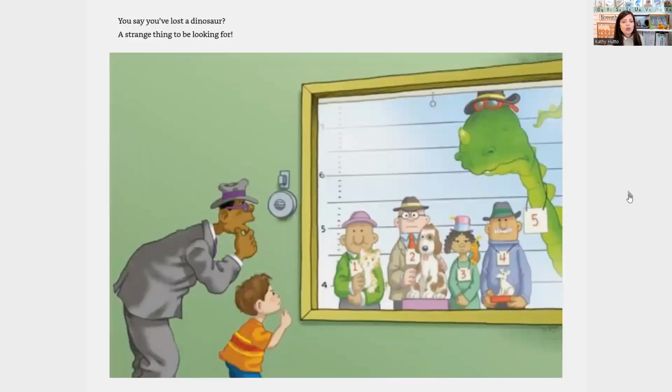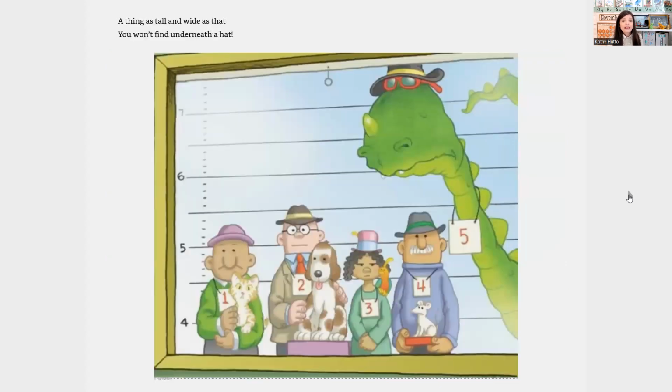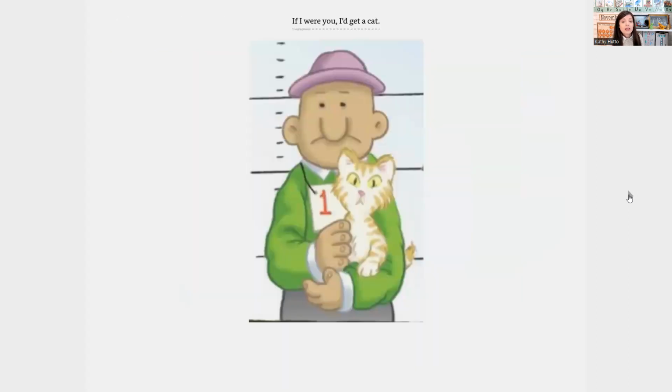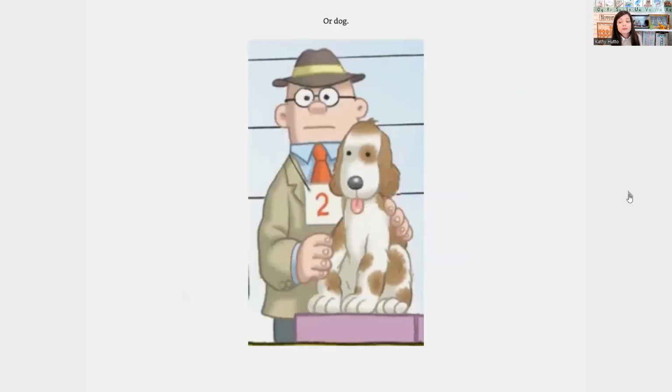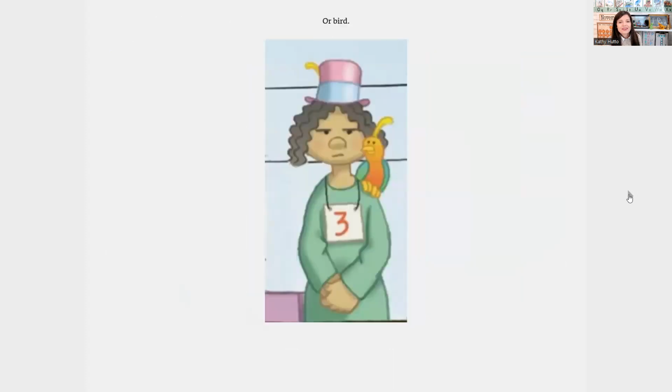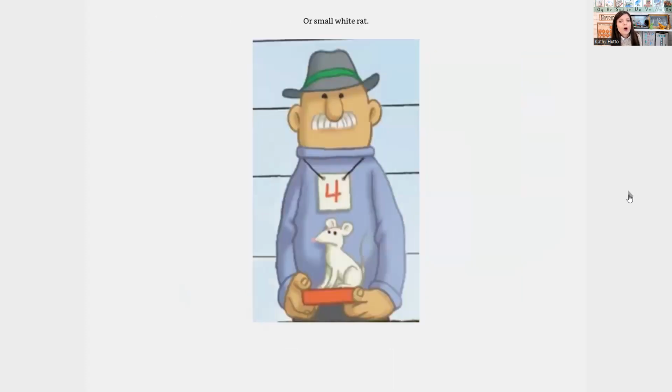You say you've lost a dinosaur? A strange thing to be looking for. A thing as tall and wide as that you won't find underneath a hat. If I were you, I'd get a cat. Or a dog. Or a bird. Or a small white rat.